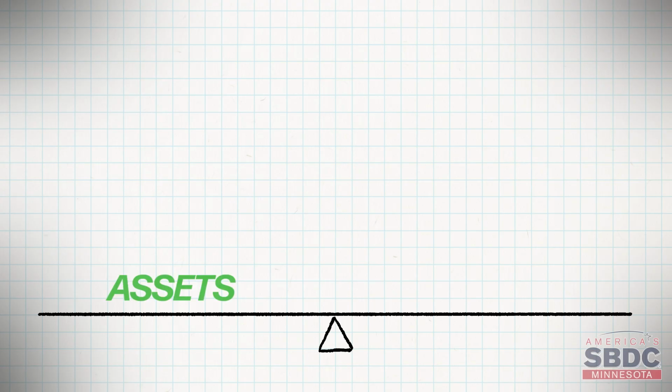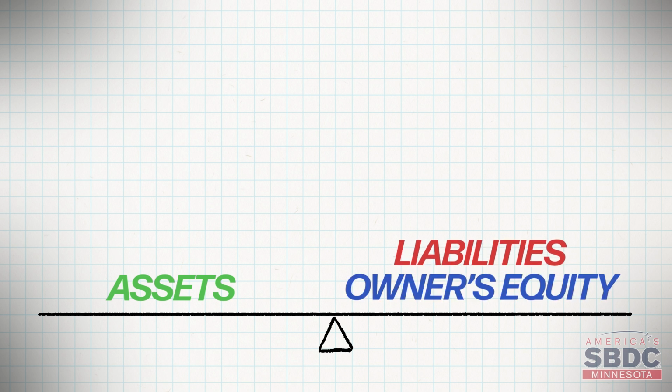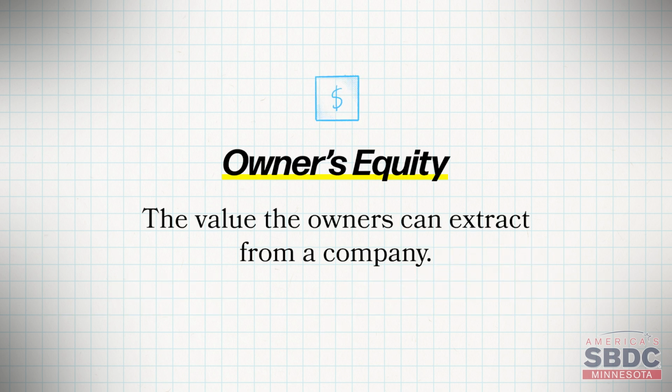But if this is true, if liabilities and assets can change depending upon the time period, how can we be sure that the left side of the ledger, assets, will always balance with the right side of the ledger, liabilities? Easy. The answer is owner's equity. Owner's equity simply means the value the owners could extract from the company.